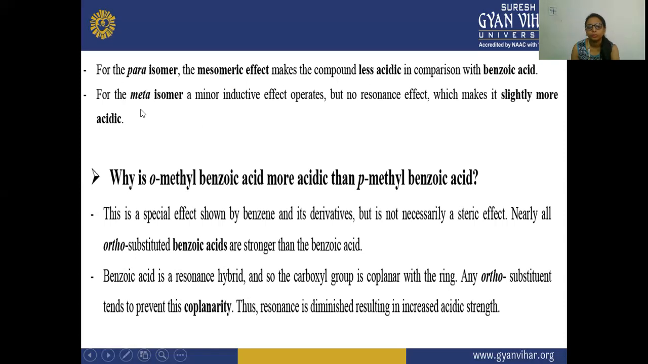Next is the meta isomer. In the meta isomer, a minor inductive effect operates, but there is no resonance effect. That is why it is slightly more acidic. So only a minor inductive effect operates, but no resonance effect is happening. That is why it is slightly more acidic.